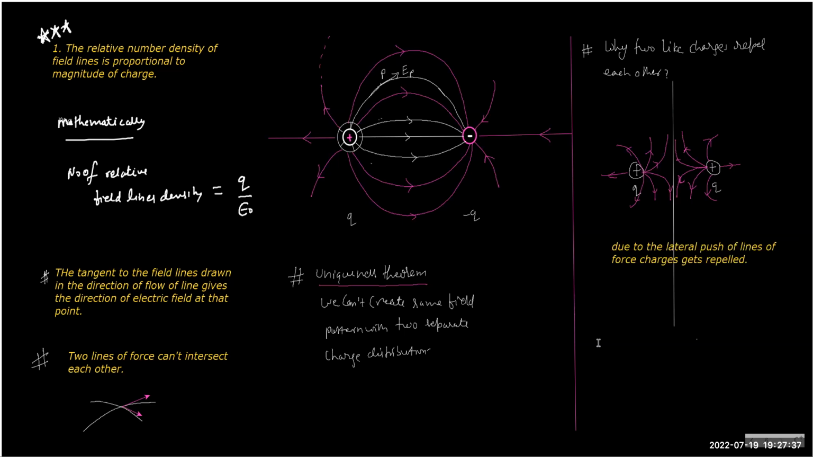So repulsion is, this is how we can explain. They cannot intersect, so there's no choice. They have to repel each other, and that will result in the repulsion of charges. Next point is what?